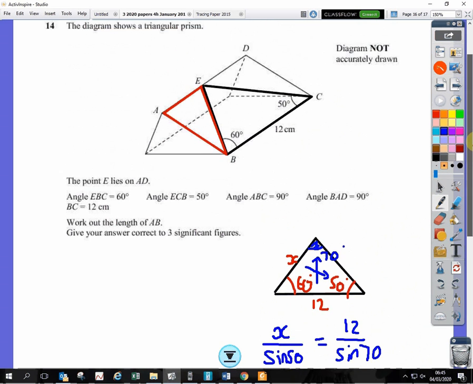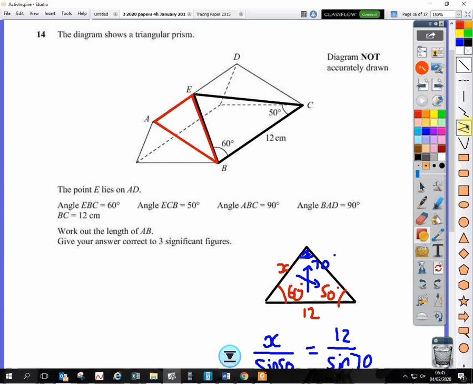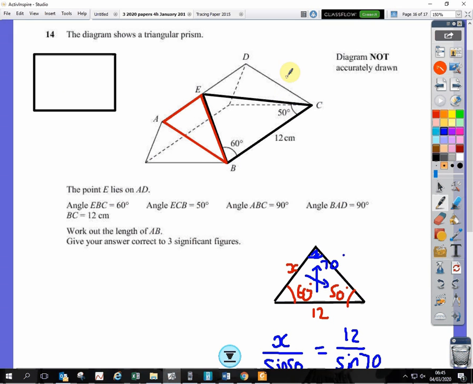Now, this is where it gets interesting. You've got to think about what this shape looks like if you were looking at it from a bird's eye view. From a bird's eye view, this would be a rectangle, right? A, B, C, D. This would be 12. And what we're trying to do is work out this side here, which is AB.